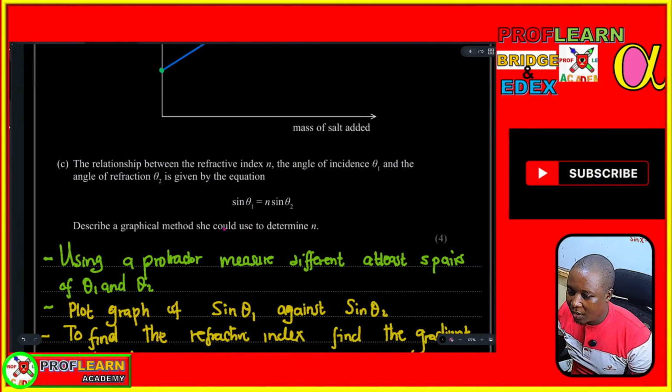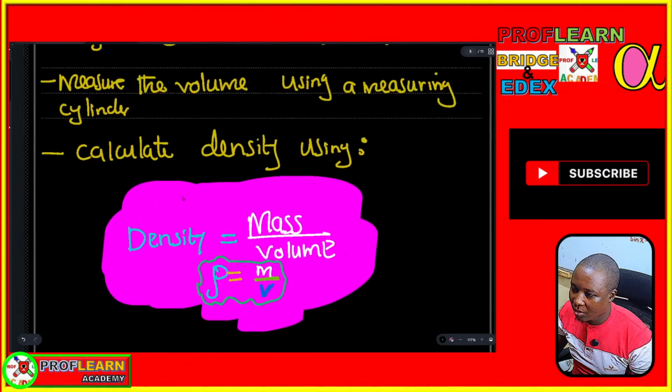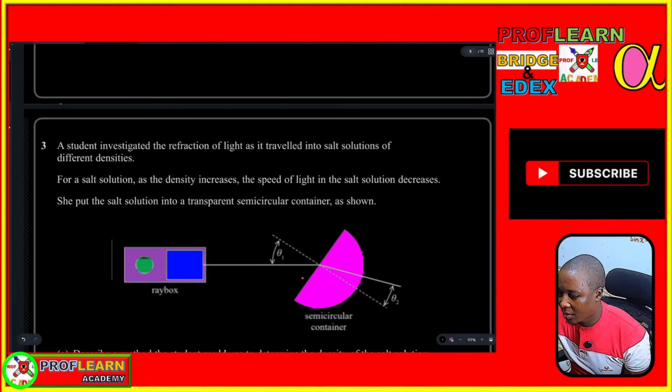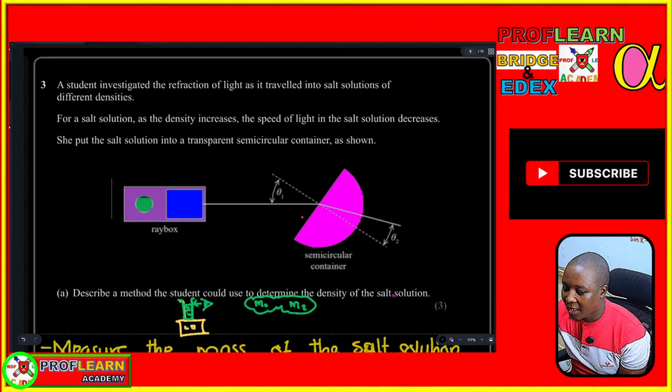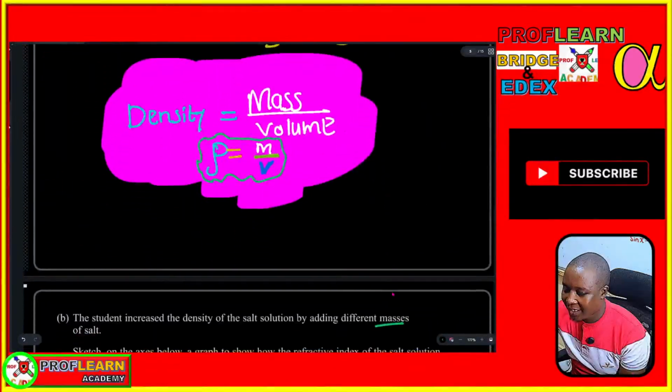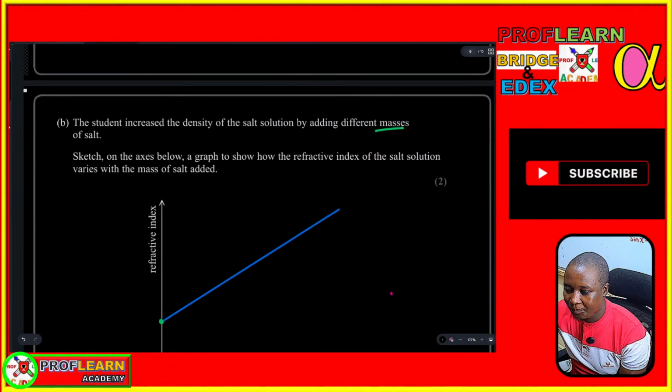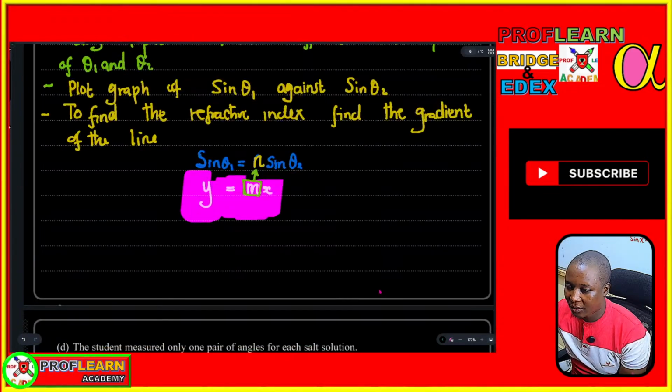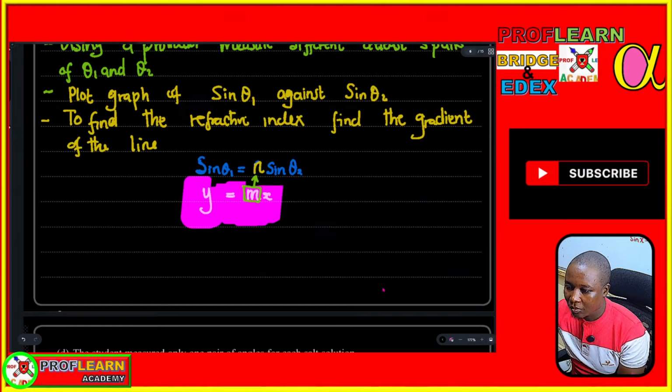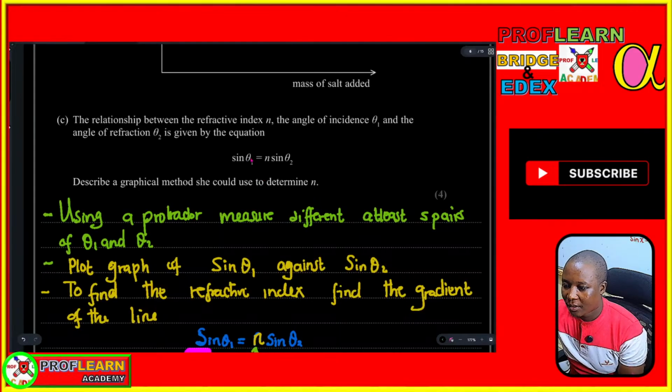The relationship between the refractive index and the angles theta 1 and theta 2: theta 1 is the angle of incidence and theta 2 is the angle of refraction. The relationship between those two angles and the refractive index in this case is given by the formula sin theta 1 equals n sin theta 2. So describe a graphical method you could use to determine the refractive index.